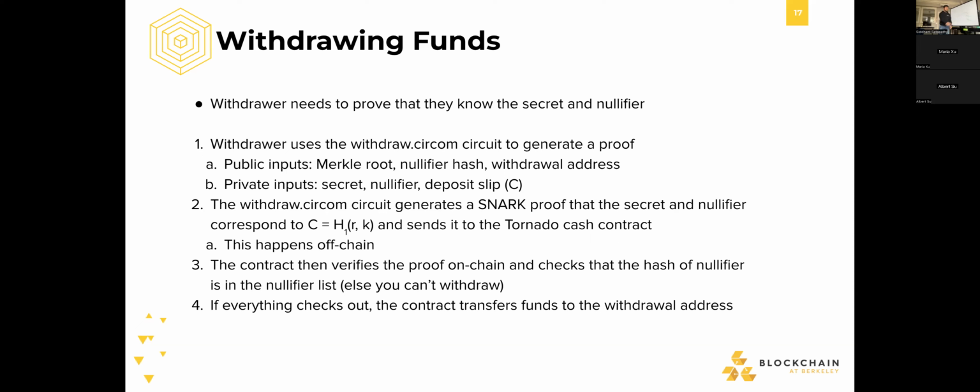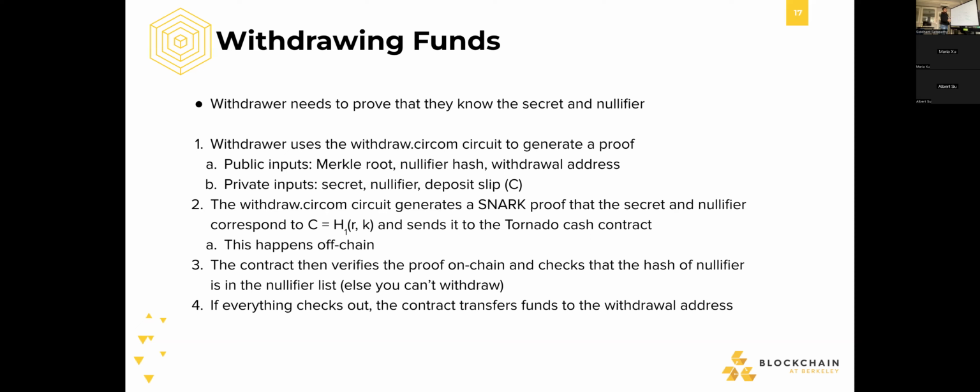So you send this snark proof to the contract along with your public inputs: your Merkle root, nullifier hash, and withdrawal address. And then what the contract does is that it verifies this proof. And this happens on chain, right? So whatever the contract does is on chain. And it can easily verify if this proof checks out or not, because if it checks out, then they can just see the value of C. And if it checks out, then great. So it verifies the snark proof on chain.